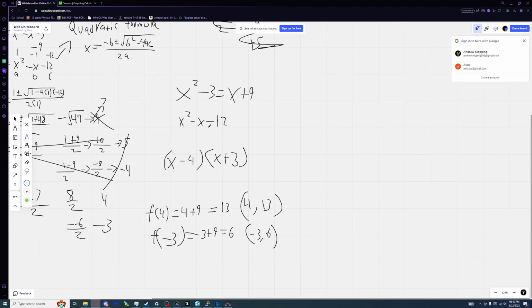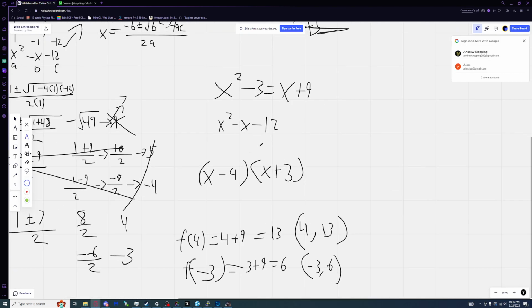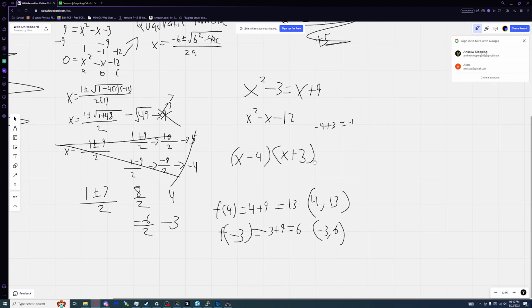But yeah, here we just decided what makes negative 12. That's negative 4 and 3. And then what makes 1 here, the coefficient of 1. And once again, negative 4 plus 3 equals negative 1, giving us that coefficient. And then the two x's give us x squared.